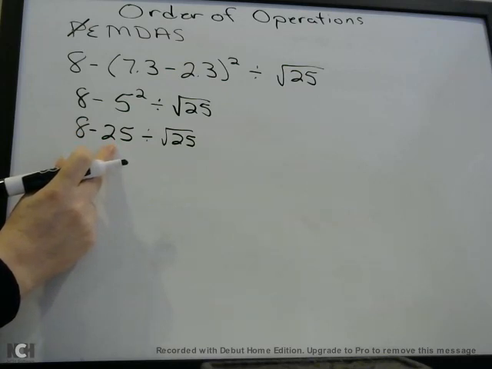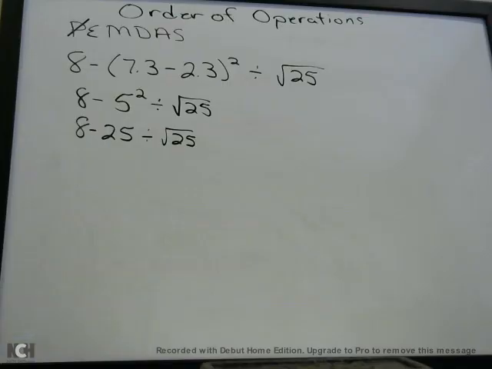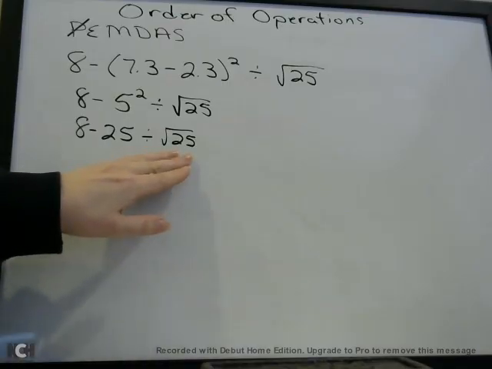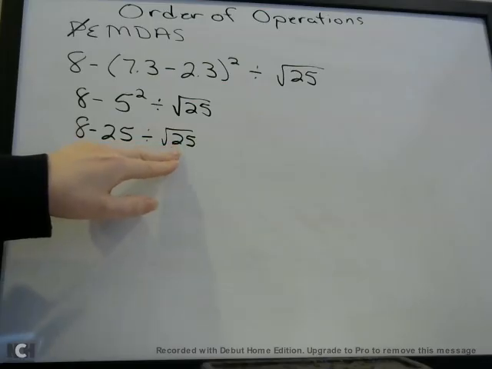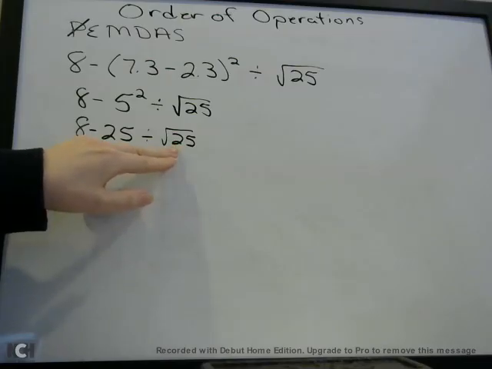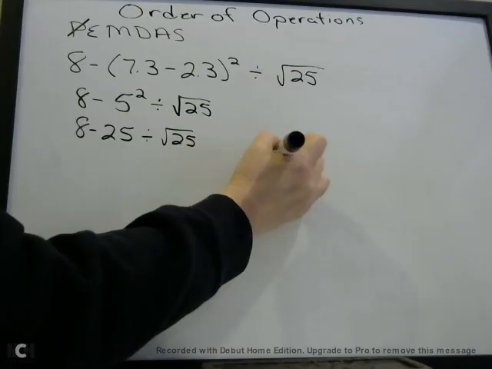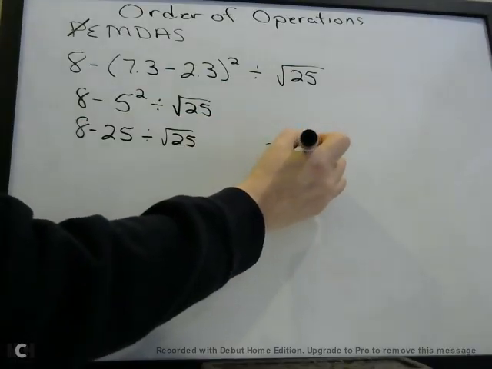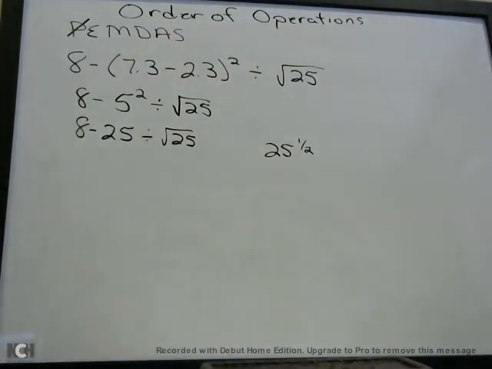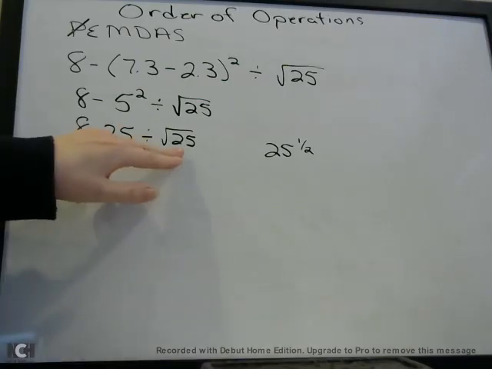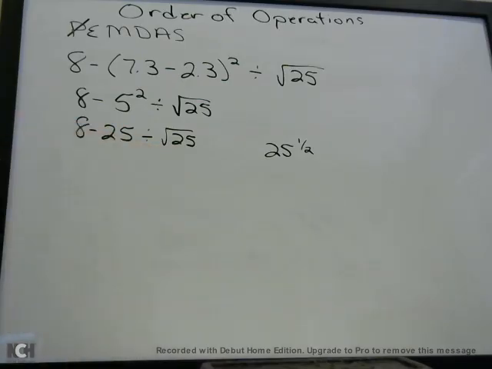Now, we have another exponent. You may not recognize this as an exponent, but any root is also an exponent. If you don't know what square roots are, please watch that video on roots. But a square root is actually an exponent of 1/2. 25 to the 1/2 is the square root of 25.